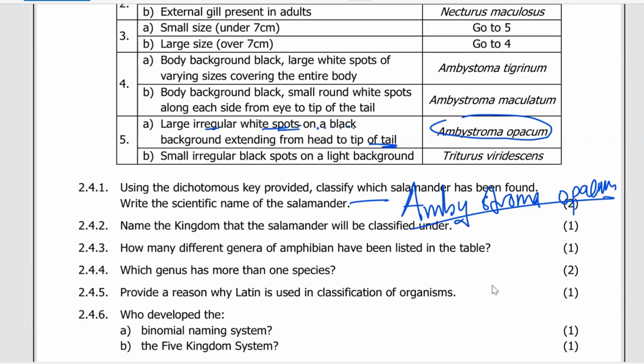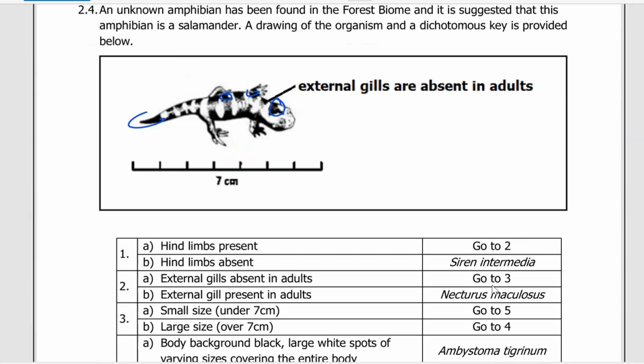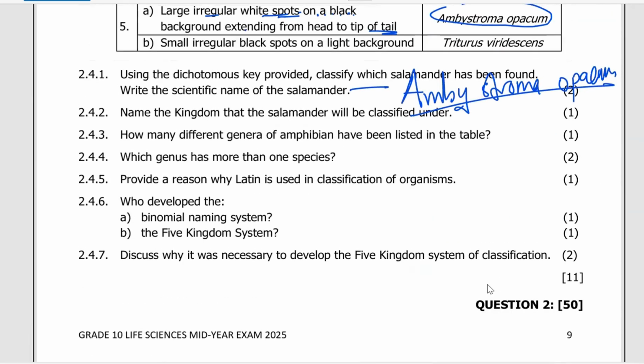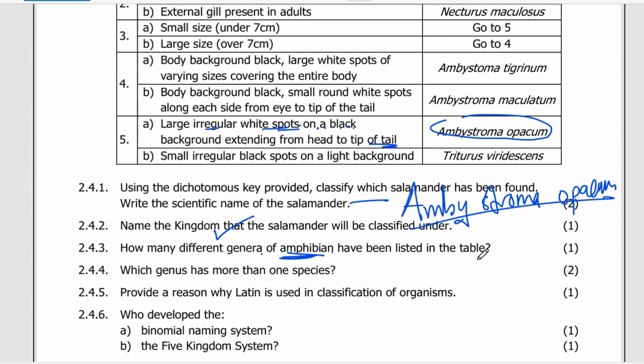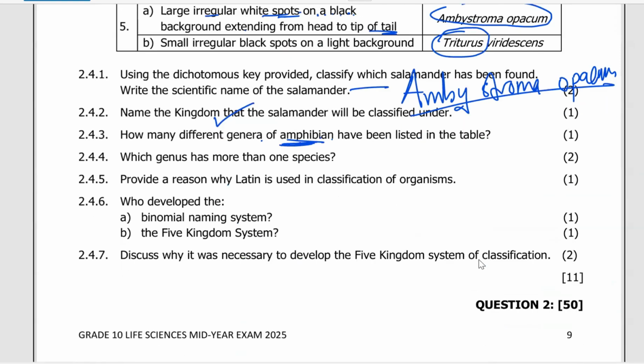Yes, they're saying name the kingdom to which salamander belongs. Since salamander is an animal, it belongs to kingdom Animalia. Yes, Animalia. How many different genera of amphibians? Remember, amphi means two, bians means life, meaning that it is able to live in two lives, that is the water and then the land. So how many different genera do salamanders have? Remember, genera is the genus, the first name. So it's 1, it's 2, it's 3, this one is the same, and then it's 4. So basically there are 4 genera which are being represented.